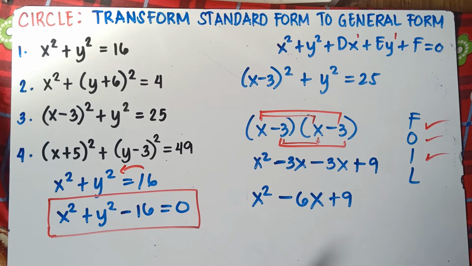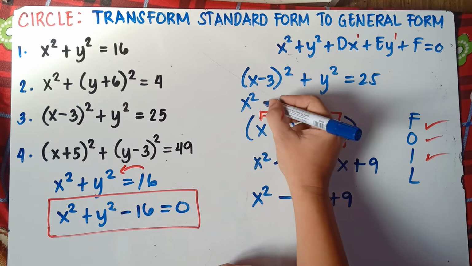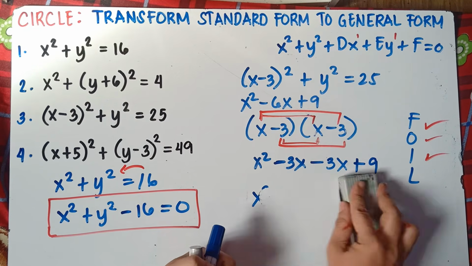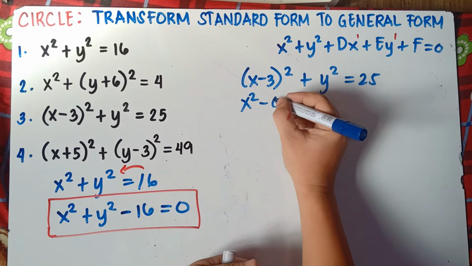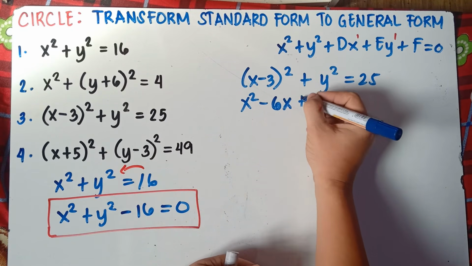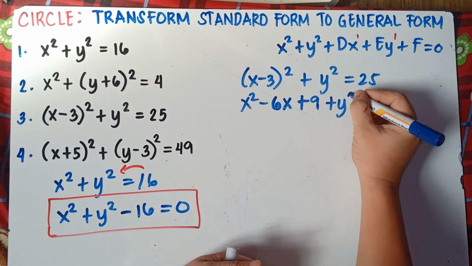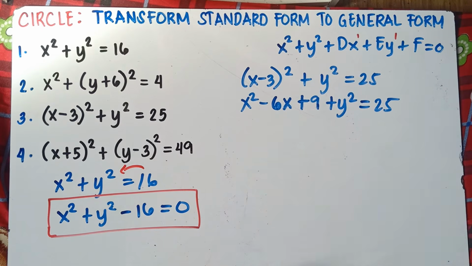Using the FOIL method. But it would be really easy, class, if you use the square of binomial. So let me copy the answer. We have x squared minus 6x plus 9. Then copy plus y squared. Then copy 25. Let's just copy first 25 plus because we need to arrange this one.